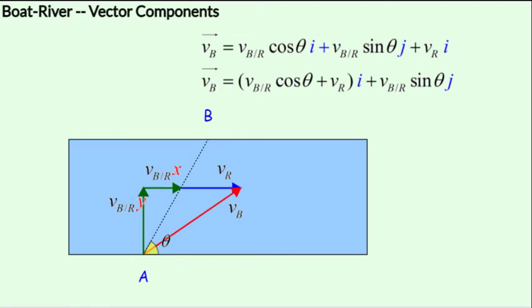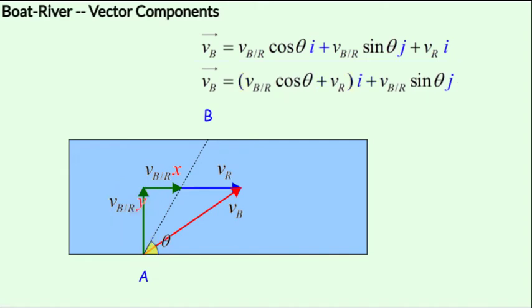The vector VB with respect to r has been substituted here with VB with respect to r cos of theta i plus VB with respect to r sine of theta j. The river flows to the right, so the vector VR will be VR i, and this will not have any y component. Clubbing the i and j terms together, we have VB equals VB with respect to r cos of theta plus VR i plus VB with respect to r sine of theta j.